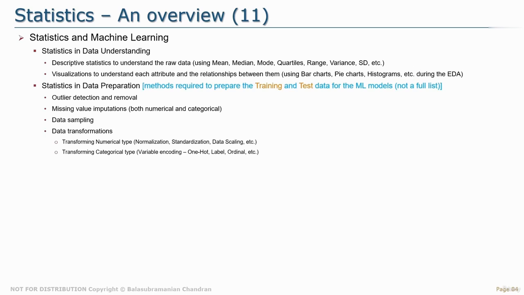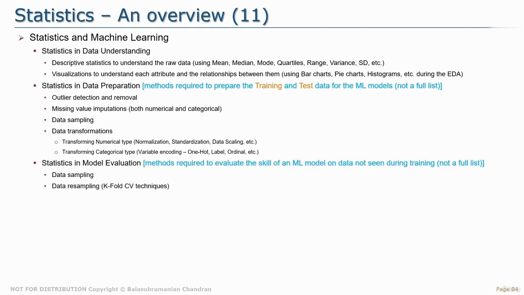Statistics in data preparation, that is, methods required to prepare the training and test data for the ML models, or outlier detection and removal, missing value imputation, both numerical and categorical, data sampling, data transformations, transforming numerical type, that is normalization, standardization, data scaling, etc., and transforming categorical type, that is variable encoding, one-hot, label, ordinal, etc.